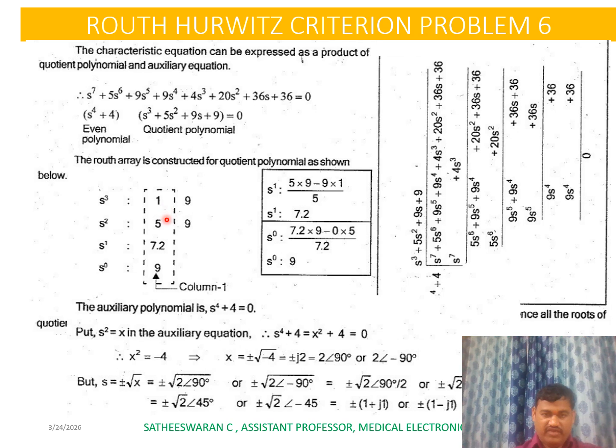Similarly here 1 5 9 9 in s power 3 and s power 2 row, because in the s power 3 row all the elements are 0. Because of that we have to write the characteristic equation and divide it by the auxiliary polynomial, and we have to find the coefficients. The coefficients come as 1 5 9 9 here. Next we have to compute s power 1 row: 5 into 9 minus 1 into 9 by 5, value 7.2. S power 0 row: 7.2 into 9 minus 0 by 7.2, value 9.